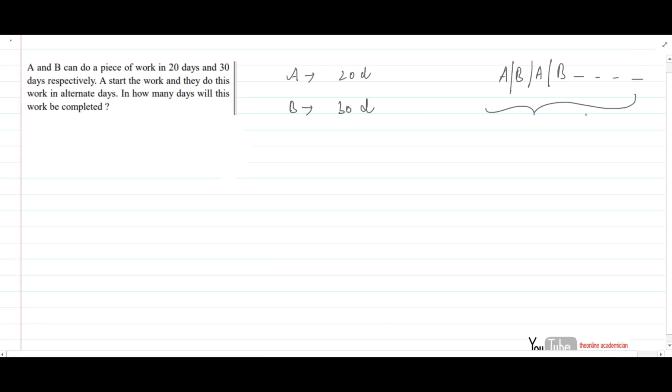Now let's see this question. A and B can do a piece of work in 20 days and 30 days respectively. A starts the work and they do this work on alternate days. In how many days will this work be completed? It says A can do the work in 20 days and B can do the work in 30 days. A starts the work and they do the work alternately. So they are doing the work in this fashion. We have to find the days in which the work will be completed.